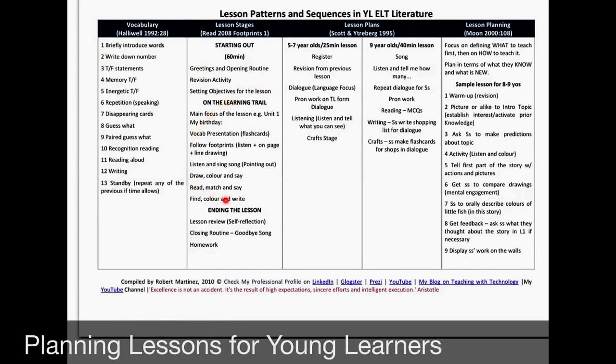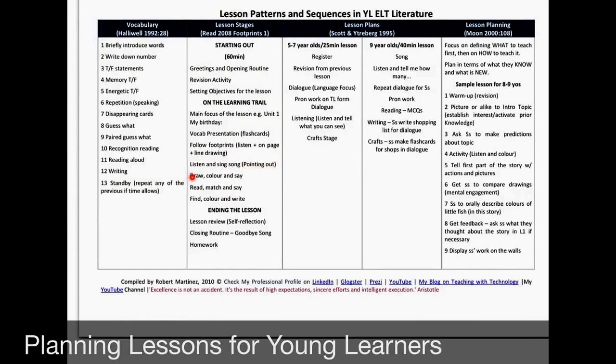Then the main part of the lesson, there's a very heavy focus on vocabulary presentation and lots of integrated skills. So, for example, the main focus of the lesson in Unit 1 is my birthday. Here we have that it starts with flashcards and a presentation of vocabulary, then is followed by follow the footprints, where there's a listening, plus work on the page, plus line drawing. There's then another listening and singing and pointing.